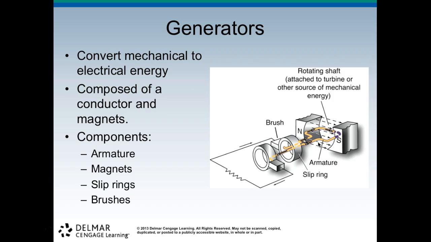Okay, let's talk about generators. They convert mechanical energy to electrical energy. They're composed of a conductor and magnets. The components of a generator are the armature, magnets, slip rings, and brushes. You can see here the armature is this piece right here, and then we have our north and south pole, so a magnetic field. We have the slip ring, which is this unit right here, and brushes on the side.